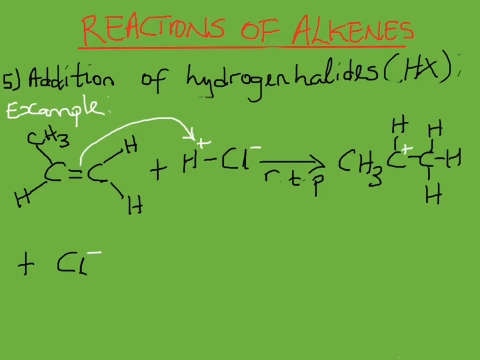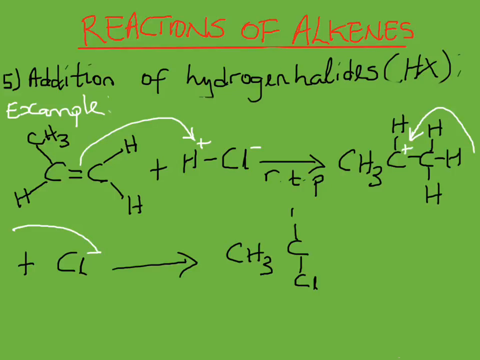Like you can see there, a carbocation is formed. When this carbocation is formed, the arrow moves now from the negative chloride ion to the positive carbocation, forming 2-chloropropane.